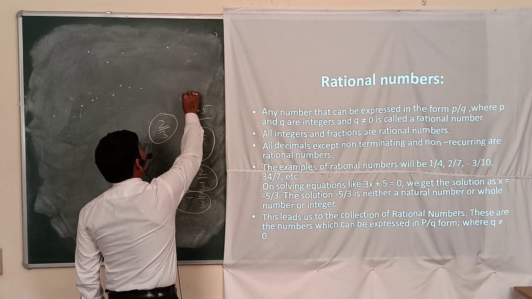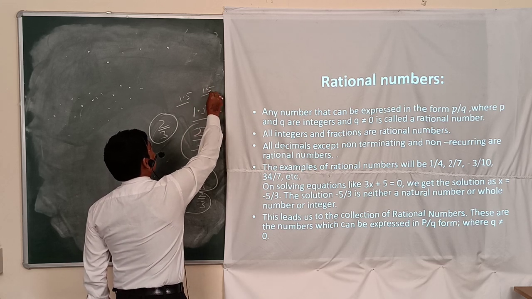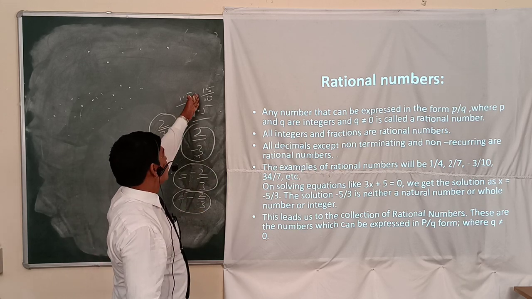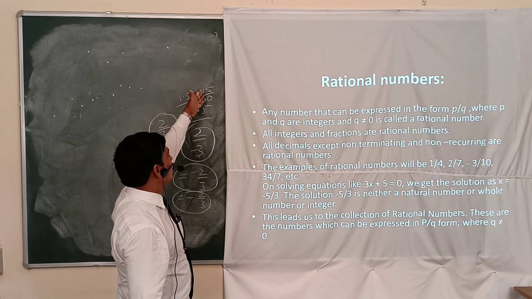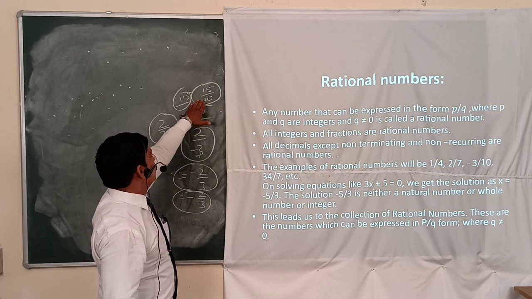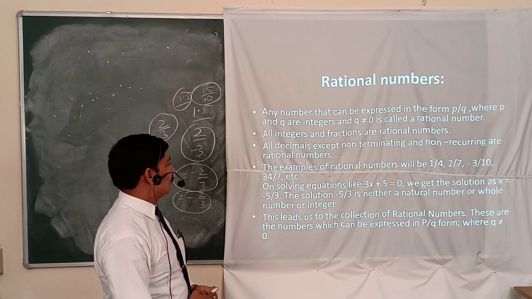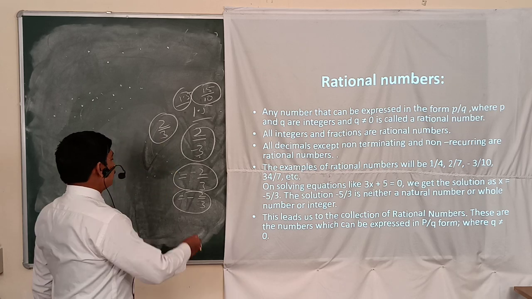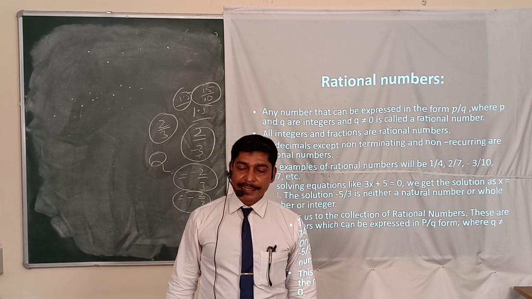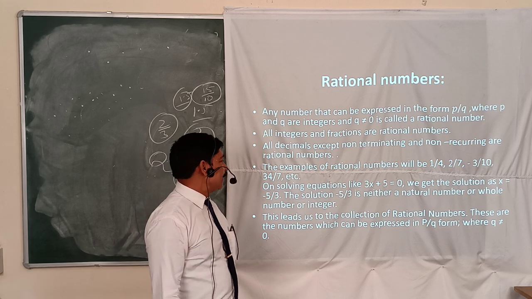Just like 1.5, you can write this as 15 upon 10. Now it has come in fraction form, so it will be called a rational number. So decimal numbers can also be called rational numbers. Rational numbers are denoted by capital Q. Just like integers are denoted by capital Z or capital I, in the same way rational numbers are denoted by capital Q.